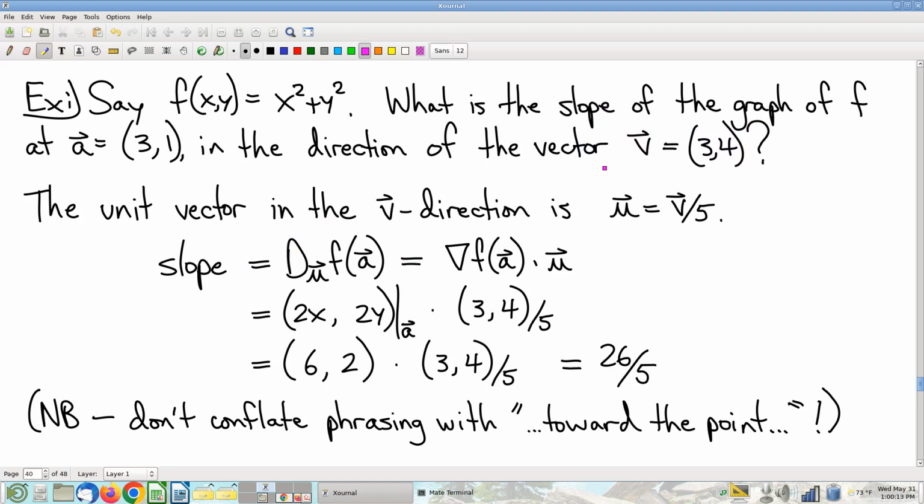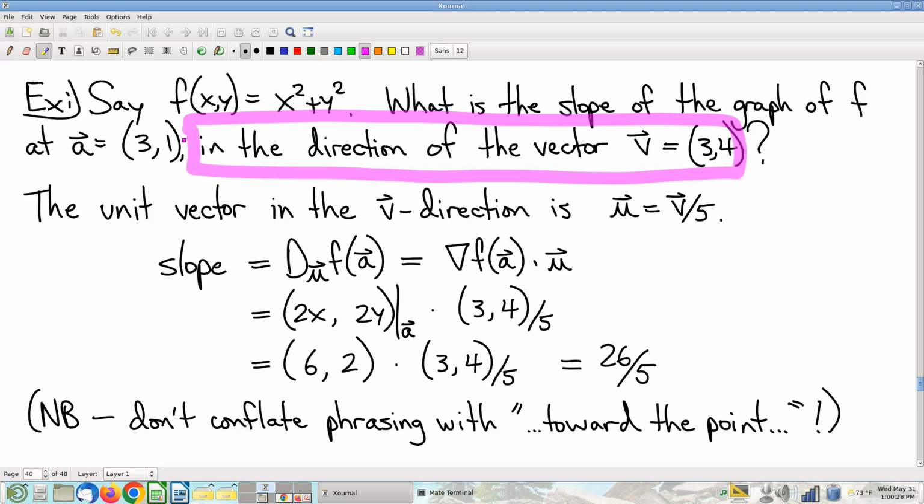Okay, next. Oh, you know what? I do need to address a subtlety of the phrasing here. I want to warn y'all about a related landmine. I don't want y'all stepping on this landmine. I want to talk about this phrase, "in the direction of the vector." So, reminder, we are at the point (3, 1).